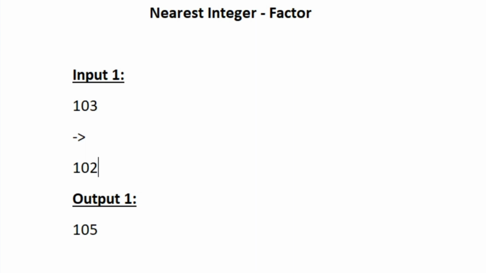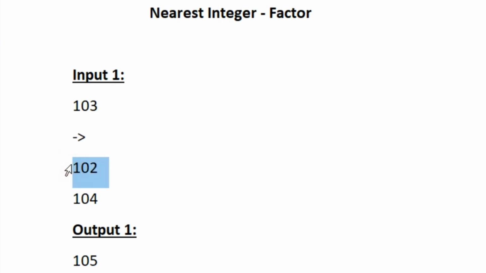So the previous integer for 103 is 102 and the next integer for 103 is 104. So these are the two integers with absolute difference 1 for the integer 103. So 102 minus 103 is 1 and then 104 minus 103 is 1. So these are the next two nearest integers for 103.